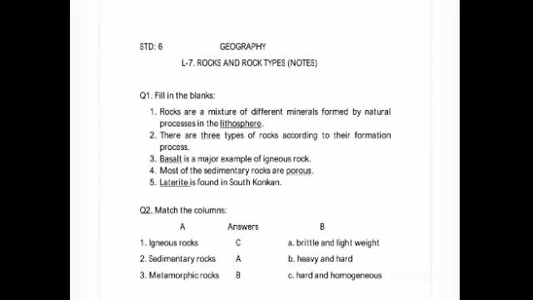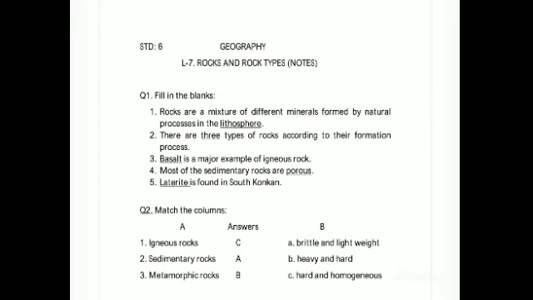Second is sedimentary rocks. Third is metamorphic rocks. Under B, it is brittle and lightweight, heavy and hard, hard and homogeneous. Let us find the answer.